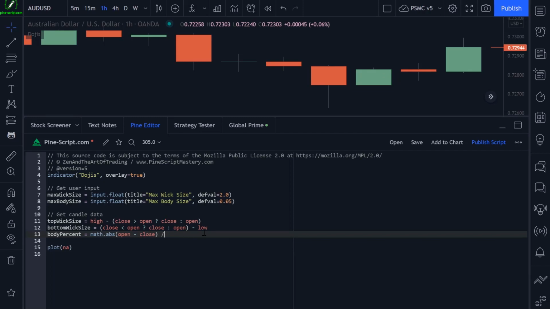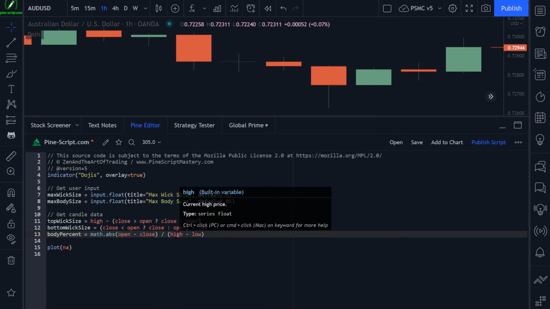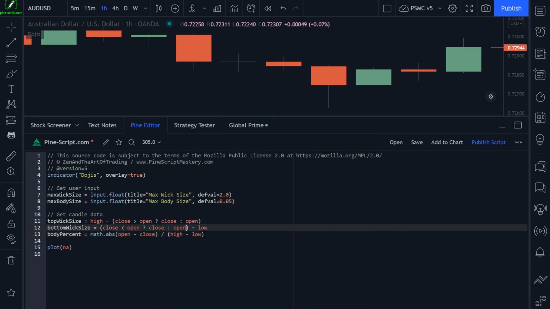And then we can divide that number by the high minus the low. And I need to put that in parentheses as well. Otherwise, the script might divide our body size by the high and then subtract the low from that value. When in doubt, when you're dealing with mathematical operators, it's always a good idea to just wrap your calculations in parentheses so that you don't need to worry about the operator precedence.